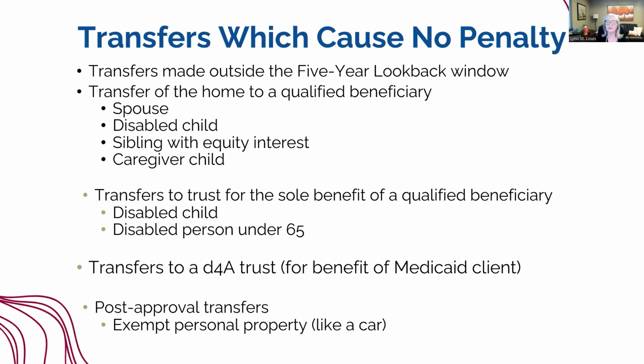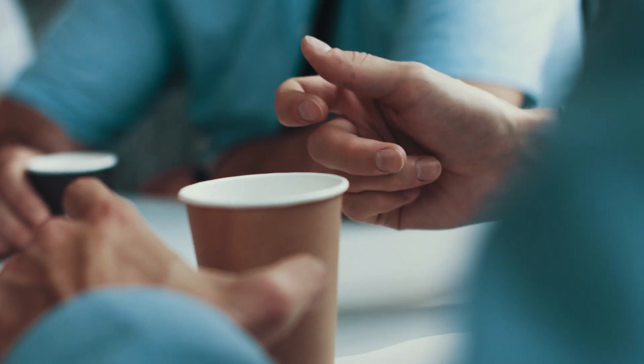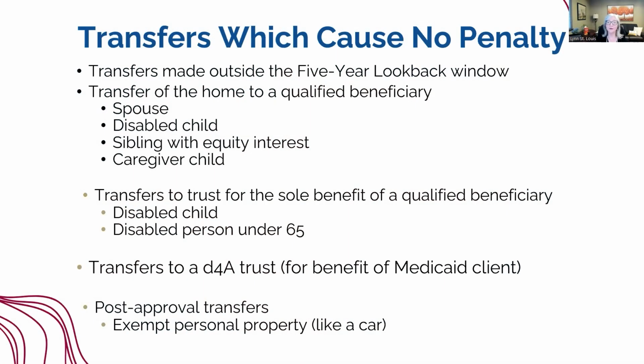You can also give away your assets to a trust that's for the sole benefit of what we call a qualified beneficiary. So that's your disabled child, or any disabled person. Doesn't have to be your child. As long as that person is under age 65, you can transfer assets to a trust for their benefit. Whereas with your child who's disabled, you don't have to give it to a trust. You may want to, you may not, depends on the situation, but you can give away all your assets to your disabled child, and there will be no penalty.